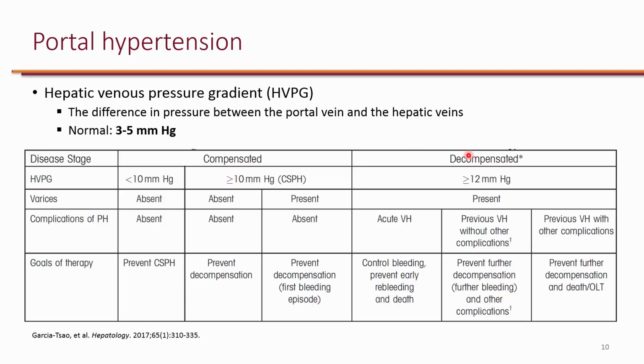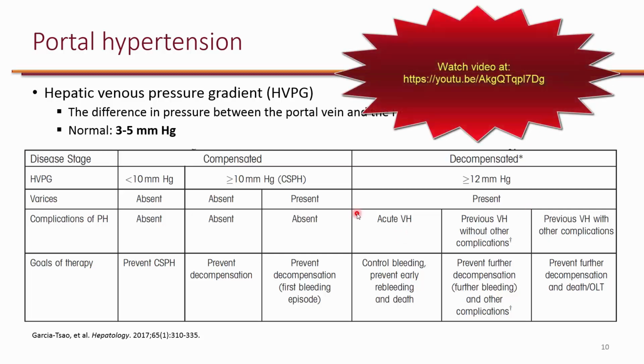Now, if someone has decompensated cirrhosis, for the most part they happen to have an HVPG of greater than or equal to 12. It's not to say that anybody who has greater than or equal to 12 is decompensated, but in general, anybody who has decompensated cirrhosis will have an HVPG of at least 12 millimeters of mercury, and I will explain more about these. But first, let's see how we actually measure hepatic venous pressure gradient. So that's how HVPG is measured.